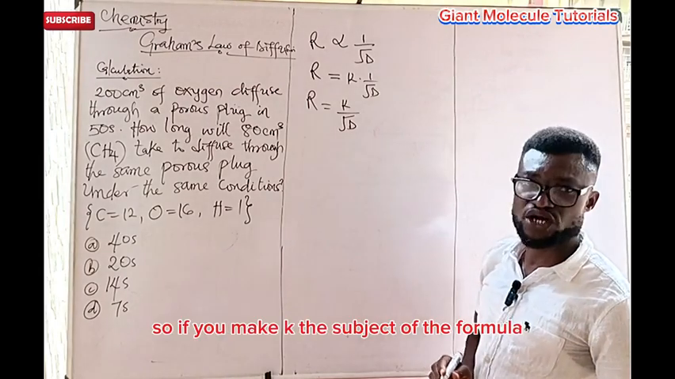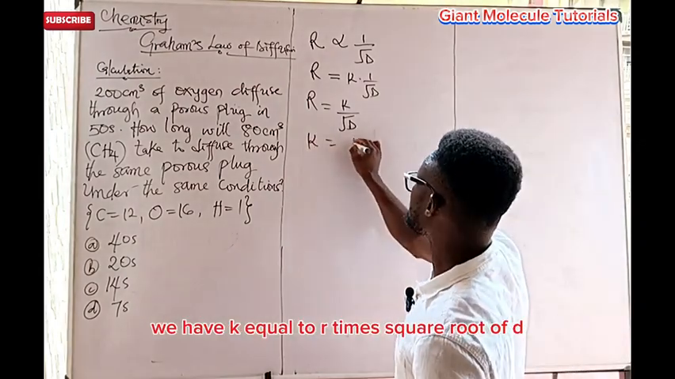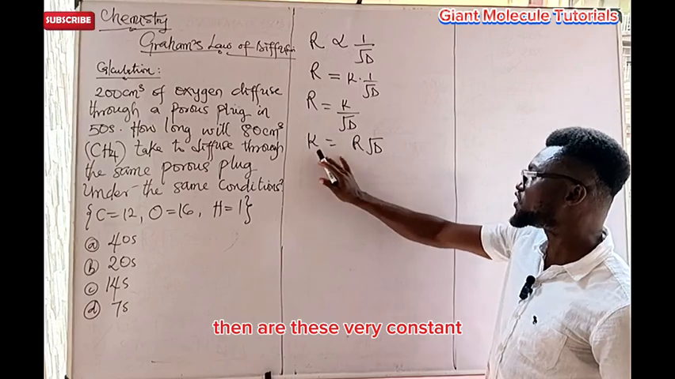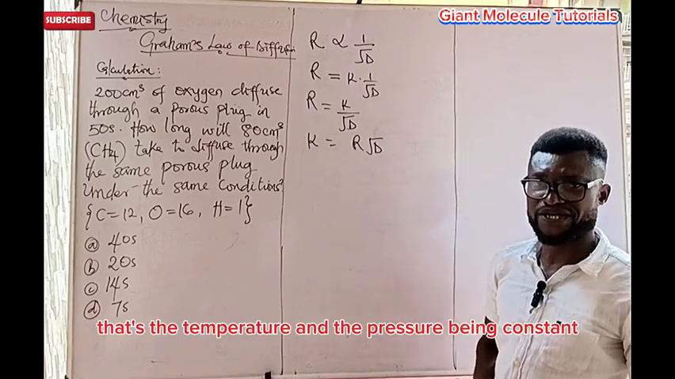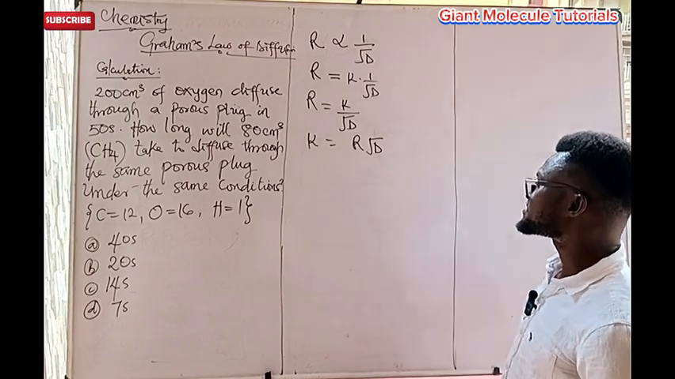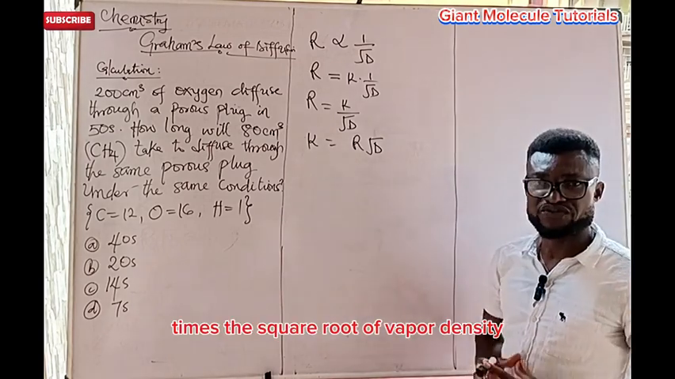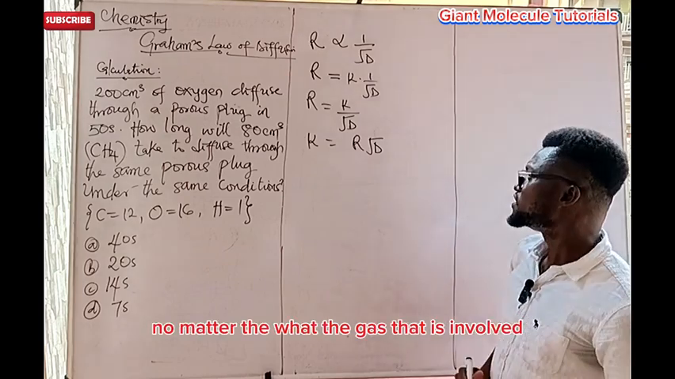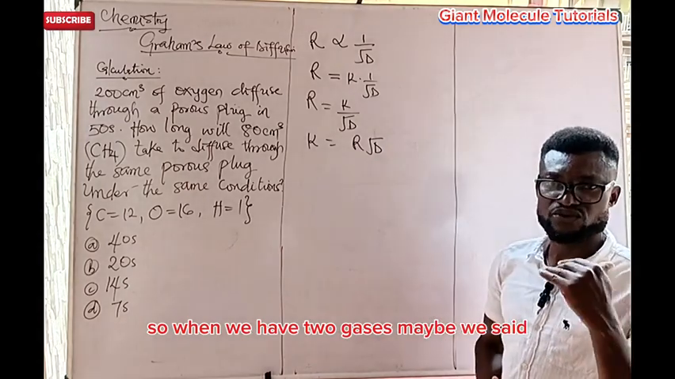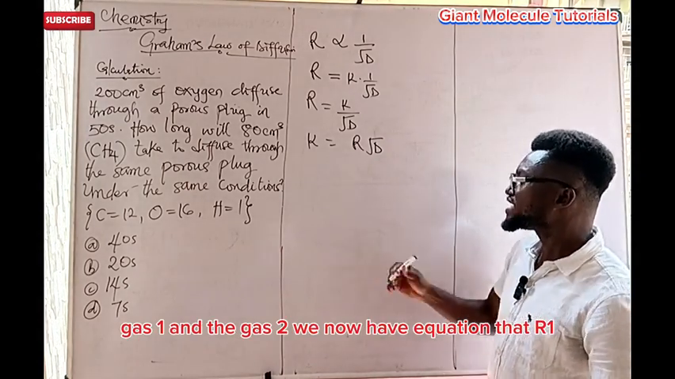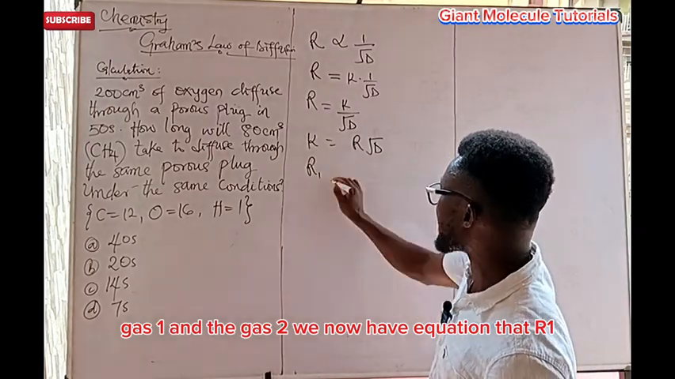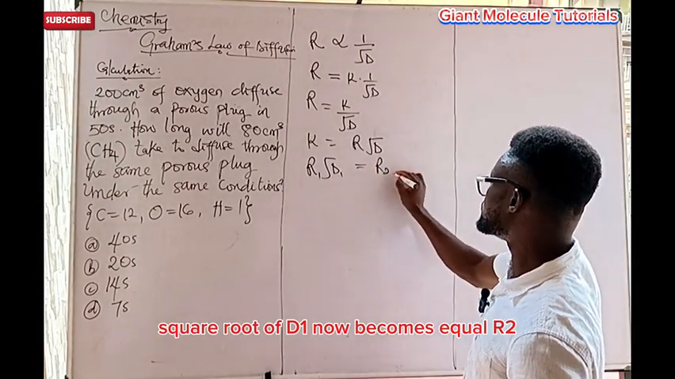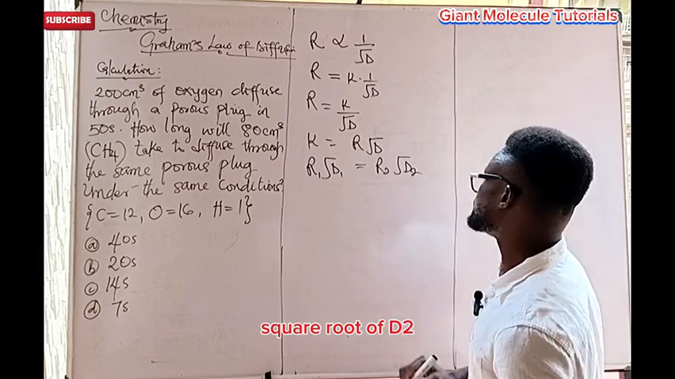So if we make K the subject of the formula, we have K equal to R times square root of D. Then, with these being constant, that's the temperature and the pressure being constant, the rate of diffusion of gas times the square root of vapor density will always be constant, no matter the gas that is involved. So when we have two gases, maybe gas 1 and gas 2, we now have the equation R1 square root of D1 equals R2 square root of D2.